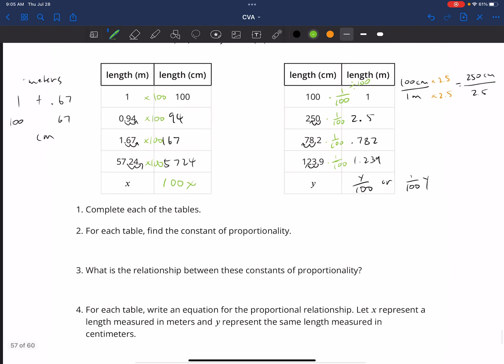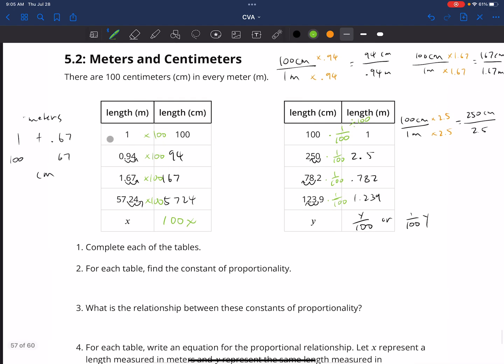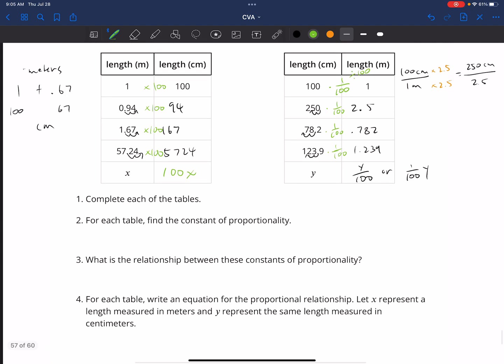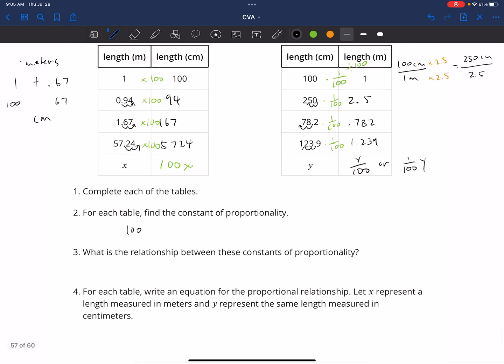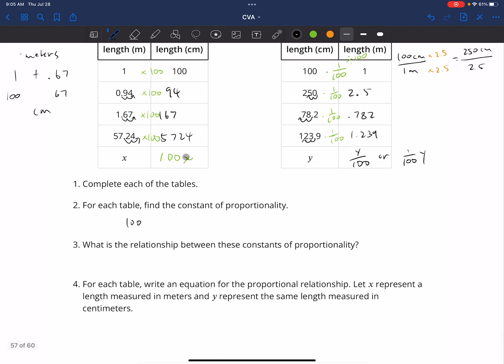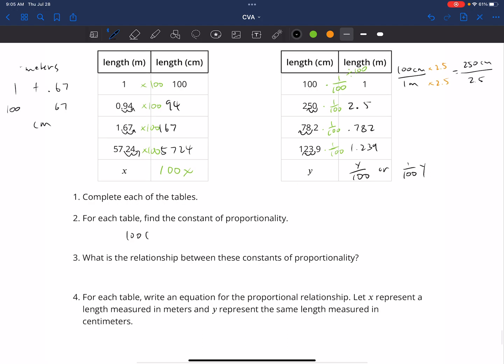So for this table right here, the constant of proportionality is just 100. The constant of proportionality is 100 centimeters per 1 meter. And for this one, it's 1 meter per 100 centimeters. So that is that, and that is for that table.